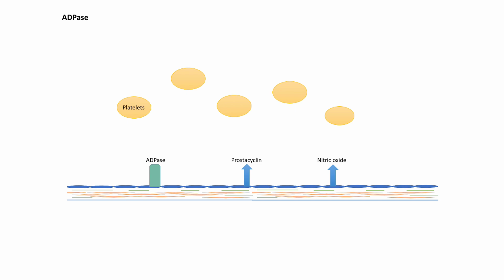Along with thromboxane A2, ADP is another powerful activator of platelets. To counteract this, the endothelial surface has an enzyme called adenosine diphosphatase, or ADPase. This enzyme degrades ATP and ADP to AMP, and that prevents activation and aggregation of platelets. So prostacyclin, nitric oxide, and ADPase prevent platelet binding and aggregation to normal endothelium.